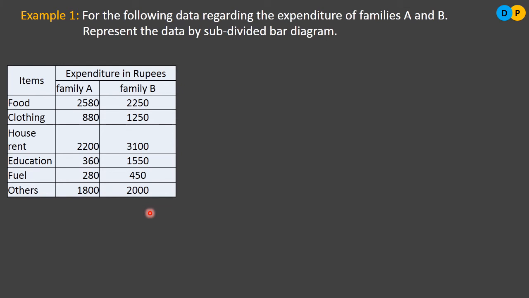Now, we need to construct a component bar diagram. Fine. So, before that, we need to consider the scale. So, what should be the scale? On the y-axis, 1 centimeter is equivalent to 2,000 rupees. So what does the y-axis indicate? For every 1 centimeter, it is indicating 2,000 rupees.